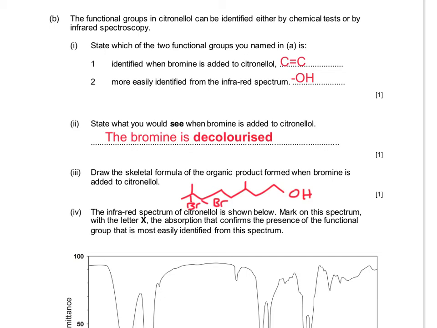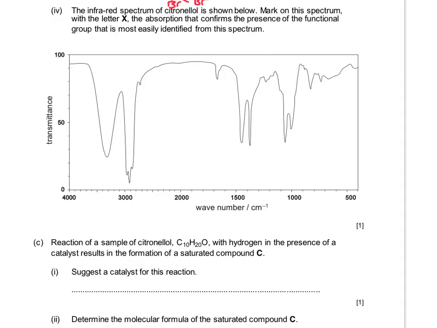Then we've got the infrared spectrum of citronellol. And it asks you to mark on the spectrum with the letter X the absorption that confirms the presence of the functional group that is most easily identified from the spectrum. Now we just decided that it was the OH group, so I put your X just beyond 3000, somewhere like there.